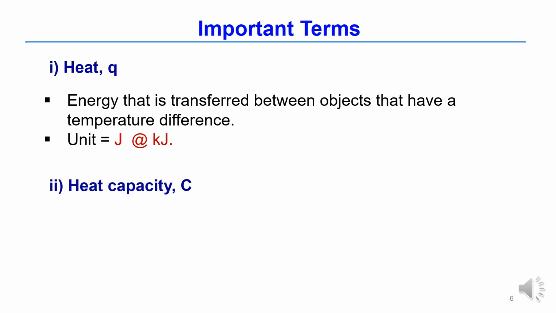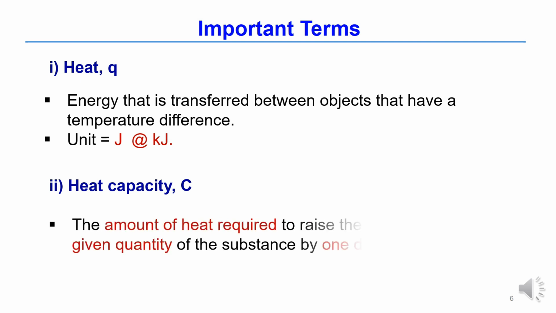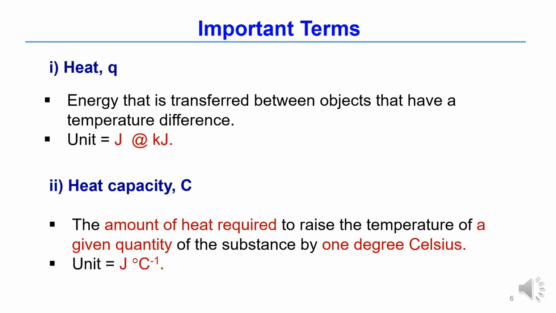Number 2 is heat capacity. The symbol is a capital C. Heat capacity is the amount of heat required to raise the temperature of a given quantity of the substance by 1 degree Celsius, and the unit for heat capacity is joule per degree Celsius.